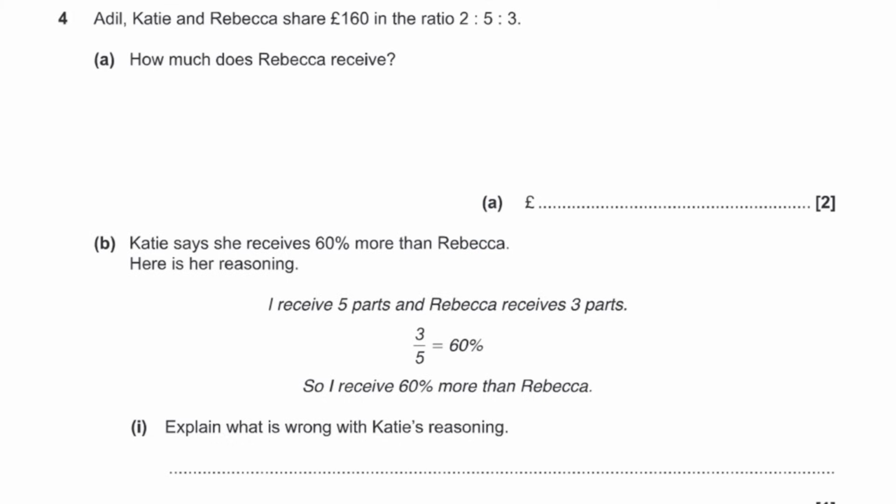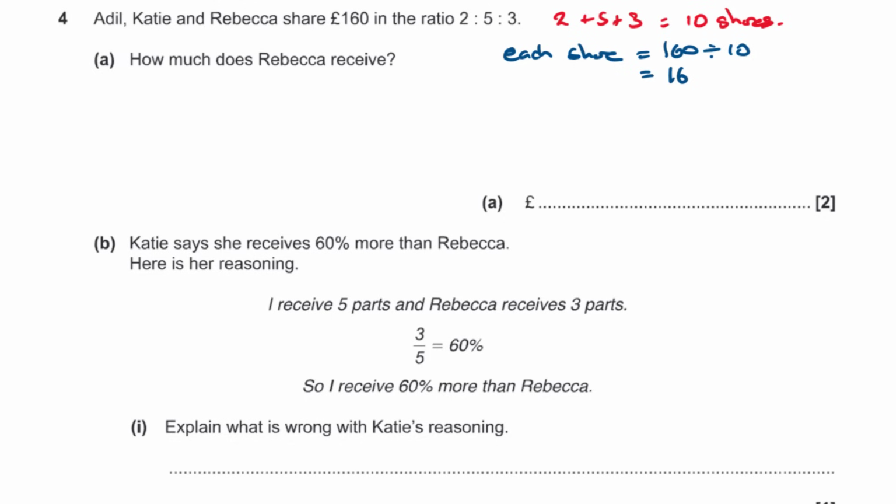Question 4. Adil, Kate and Rebecca share £160 in the ratio of 2 to 5 to 3. How much does Rebecca receive? Within these questions we need to work out how many shares there are altogether. We can do that by just adding the ratio parts together. So 2 plus 5 plus 3 tells me that there are 10 shares altogether. Now if there are 10 shares and we're sharing £160, then each share is going to be 160 divided by the number of shares, 10. So that's going to give me £16 per share.